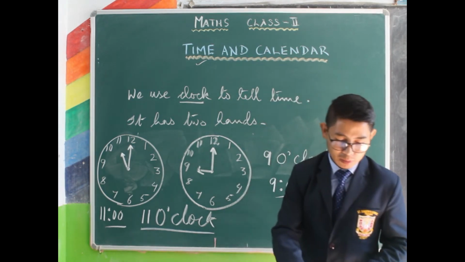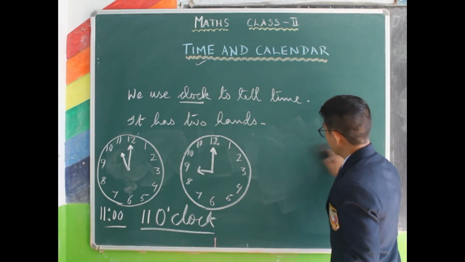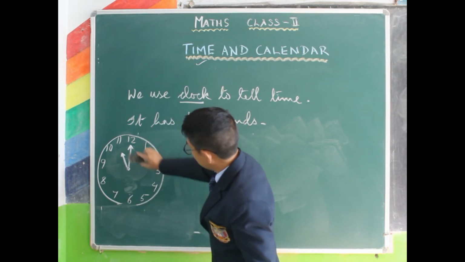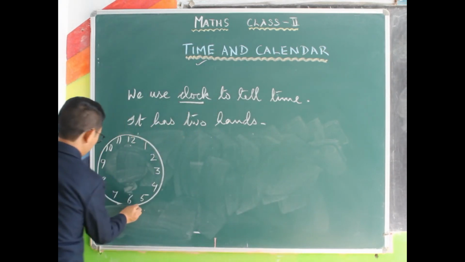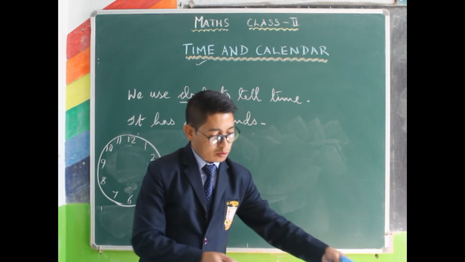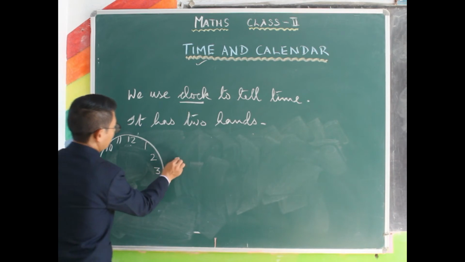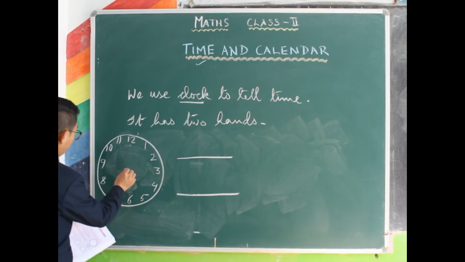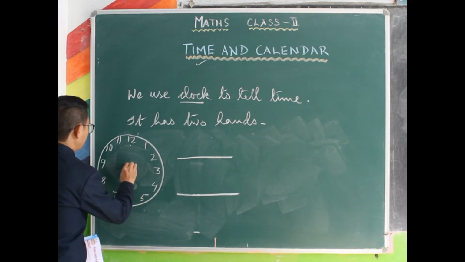Now there are many more examples given there. So first example, let us see what is given there. Write the time in two ways. So 1 and 2 blanks are given there. So you can see clearly the long hand, the minute hand, is at 12.